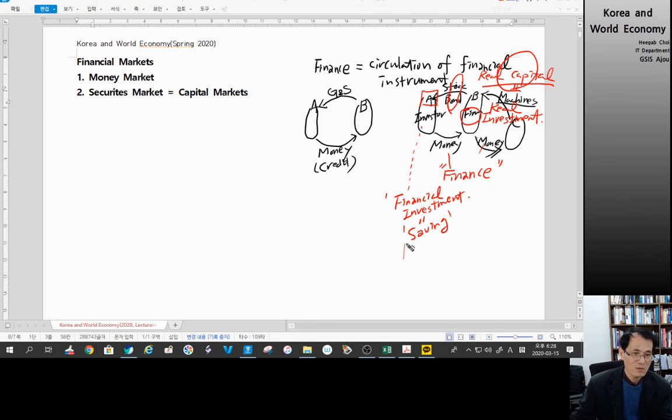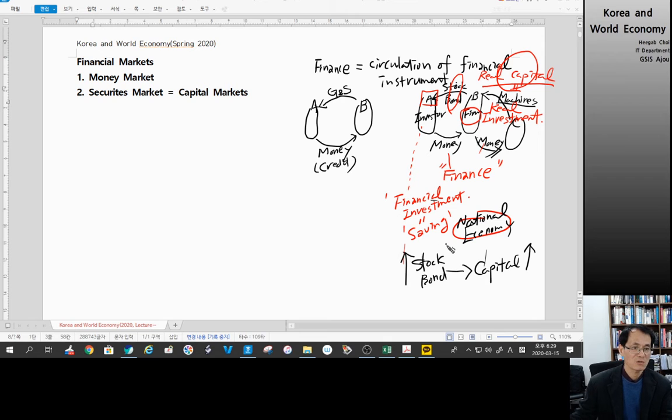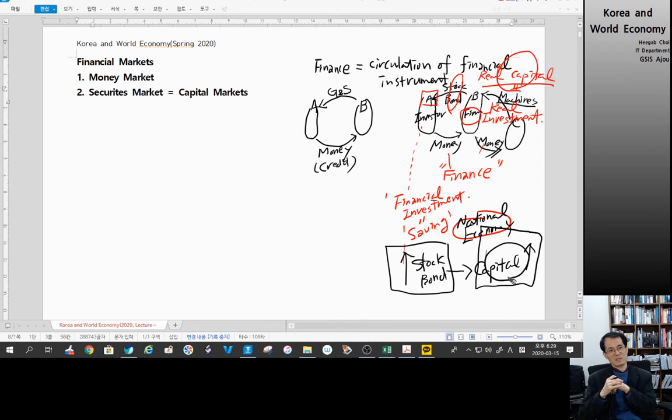So as an economy grows, in a national economy, as the economy grows, the economy builds up this capital. As they build more capital, what happens? The stocks and bonds will keep increasing. So the amount of this financial instrument represents the amount of capital that the society has accumulated. So financial development is a good thing for the national economy.